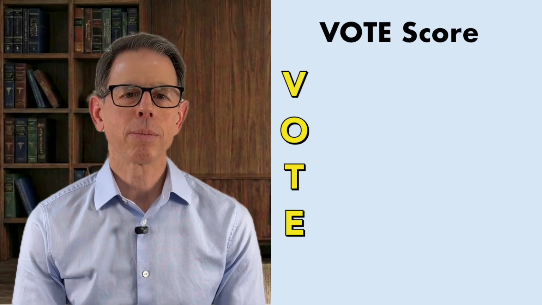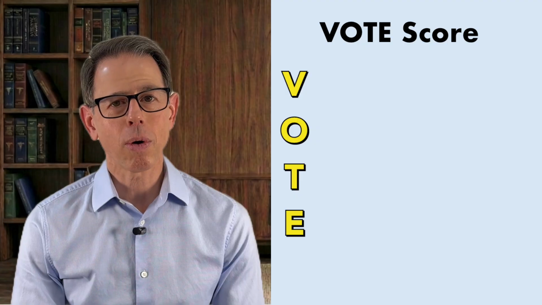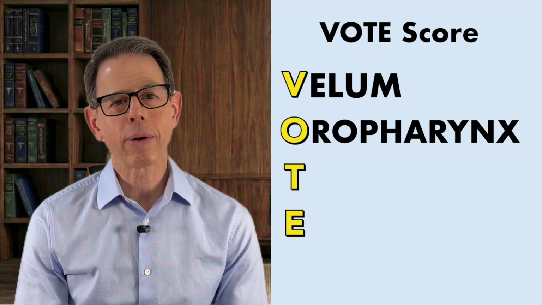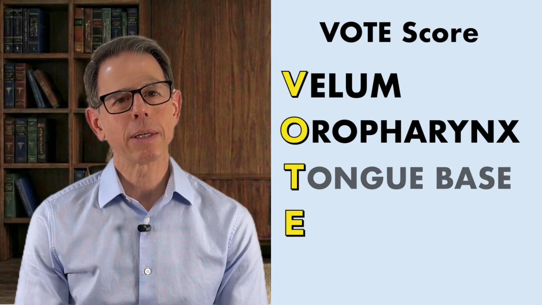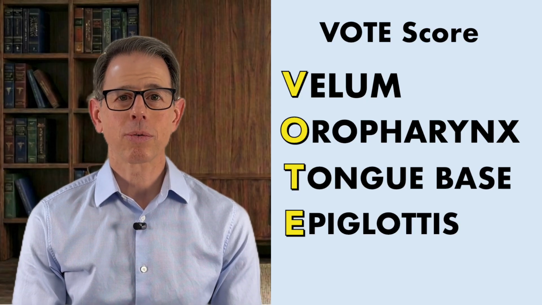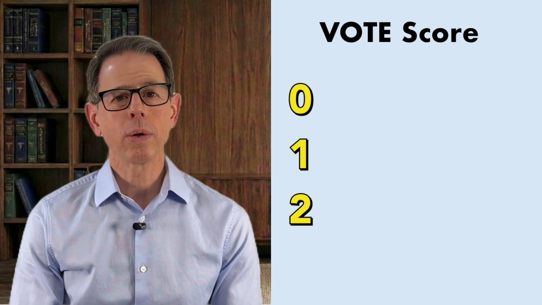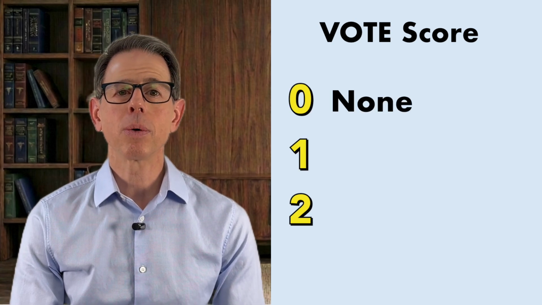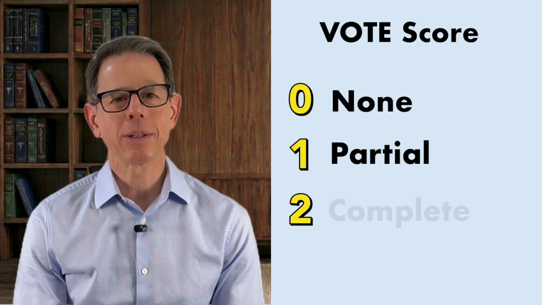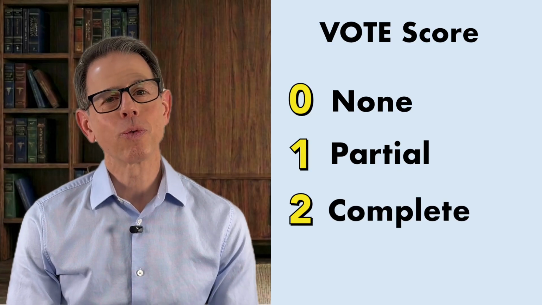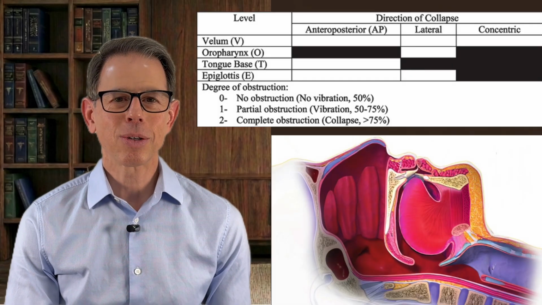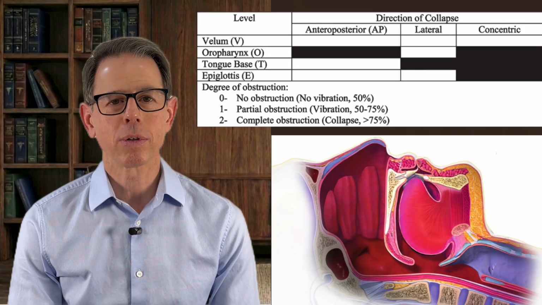We use the acronym called the VOTE score to put it all together. V stands for velum, O stands for oropharynx, T stands for tongue base, and E stands for epiglottis. At each level, we describe the collapse as 0, 1, or 2, with 0 meaning no collapse, 1 meaning partial collapse, and 2 meaning complete collapse. As you might imagine, with 4 levels of the throat and multiple planes of collapse at 2 of them, this creates quite a few unique patterns of collapse.